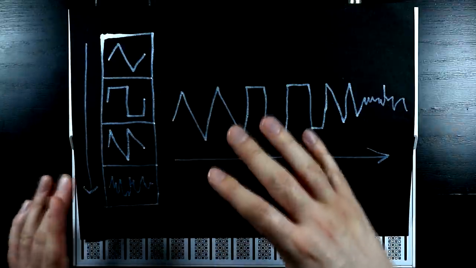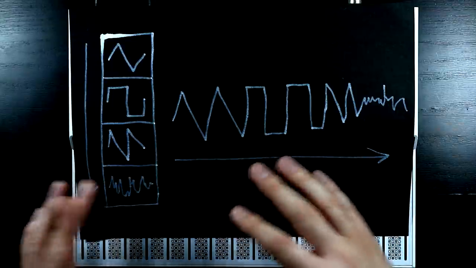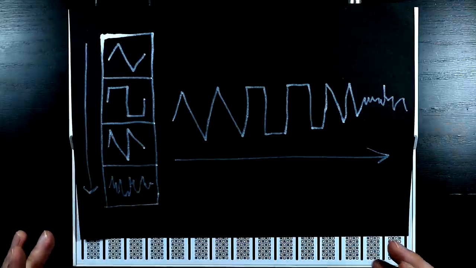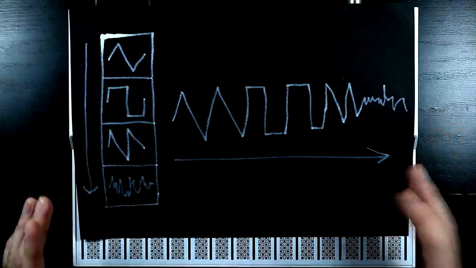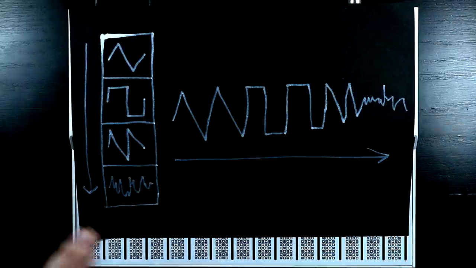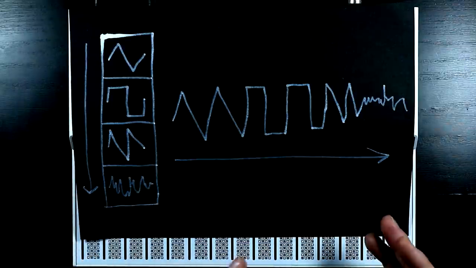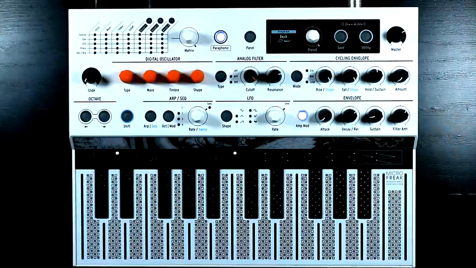There are other things that you can do in terms of crossfading and how you morph between the different waves. This is a very basic description of what's going on here, but essentially that's what a wavetable is. It's an audio file with a bunch of different single cycles that we can scan through to get different sounds.